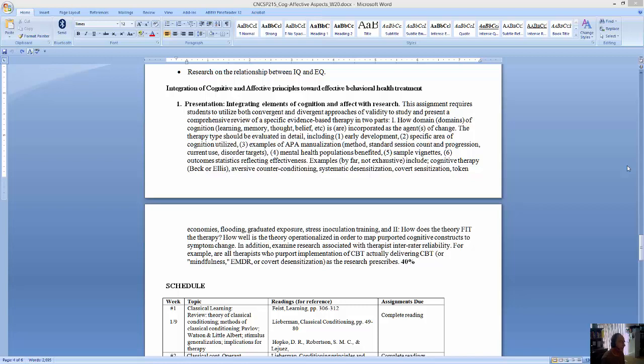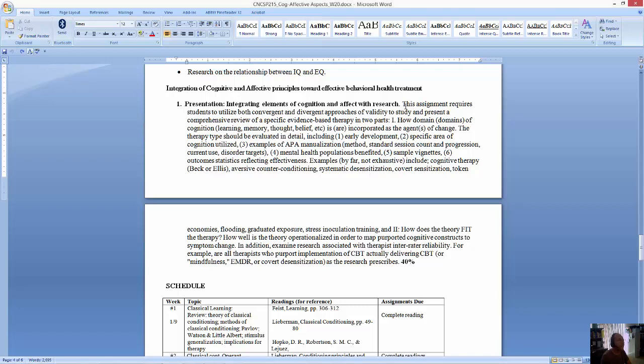Here is a very brief presentation to just go over the upcoming assignment, the presentation assignment regarding integrating elements of cognition and affect with research, and primarily that research toward evidence-based treatments. So I want to go over some of the items associated with that assignment.